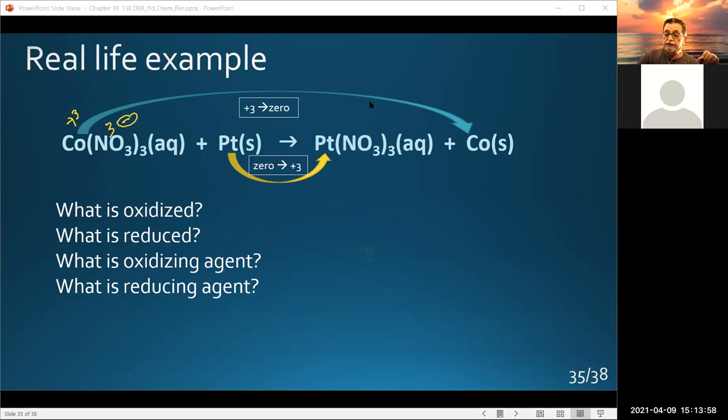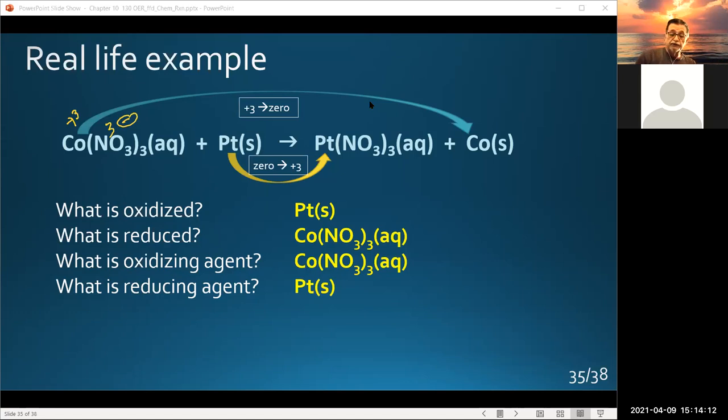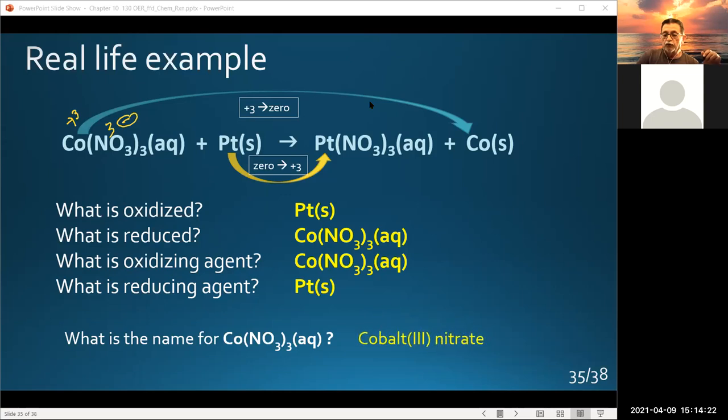So what is oxidized is the platinum. What is reduced is the cobalt-3 nitrate. And therefore that makes it the oxidizing agent. And then we have the reducing agent as platinum. All right, so again, the name here, as I mentioned, is cobalt-3 nitrate.